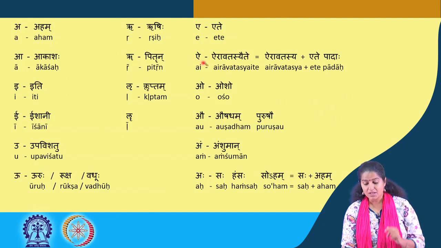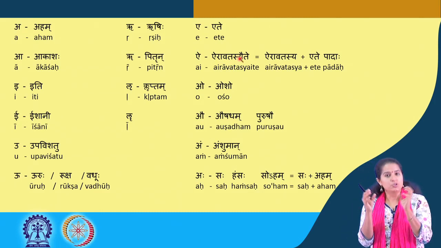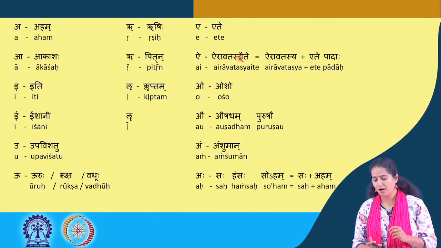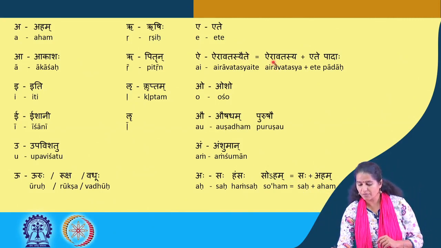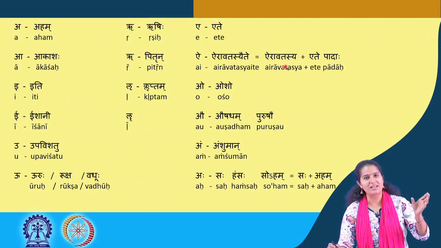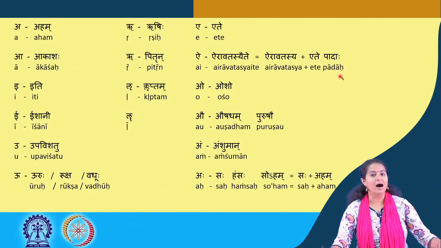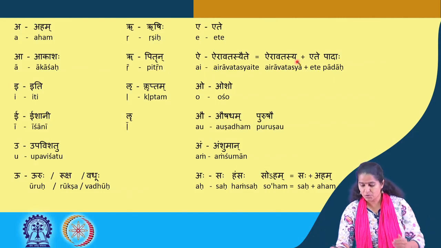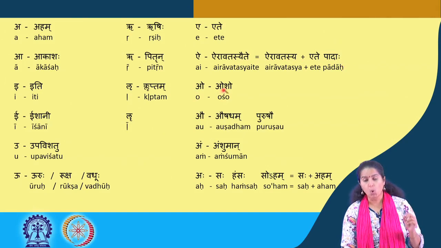Next I, so Airavatasyaite. I have tried to combine two words here into a sandhi that we are going to look at in our future classes. So, this is a combination of Airavatasya, of Airavata, who is the white elephant of Indra, and Ete, these, Padaha, legs. So, that combines into Airavatasyaite Padaha. Uttamam. Then O for Osho.